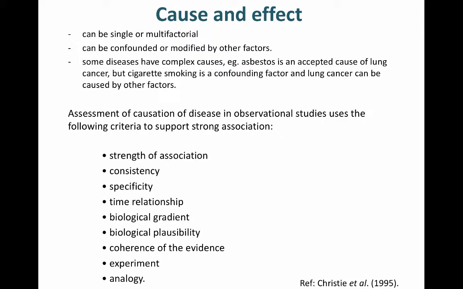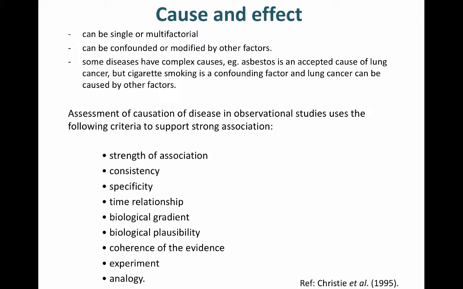Cause and effect. Causation can be single or multifactorial, and some causes of disease can be confounded or modified by various other factors. The strength of the evidence for some diseases is high enough for there to be very little dispute about causation. But some diseases, for example heart disease, have complex causes. Asbestos is an accepted cause of lung cancer, but cigarette smoking is a confounding factor, and lung cancer can be caused by other factors. Digoxin modifies the heart rate, but the effect of the drug is modified by the size of the person.